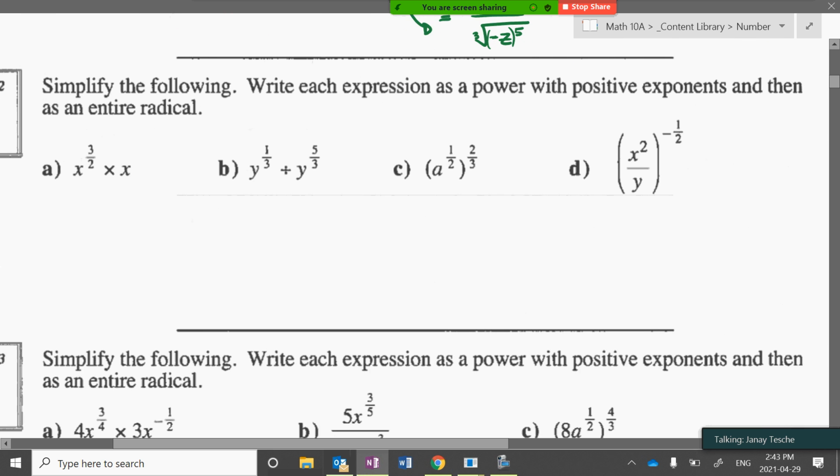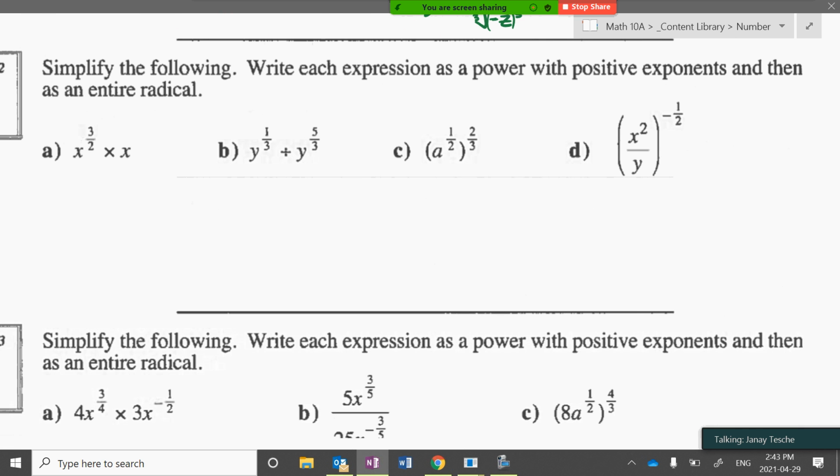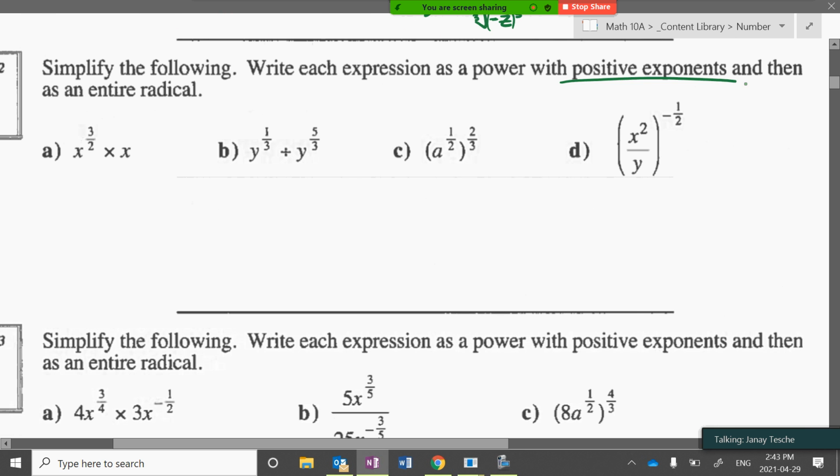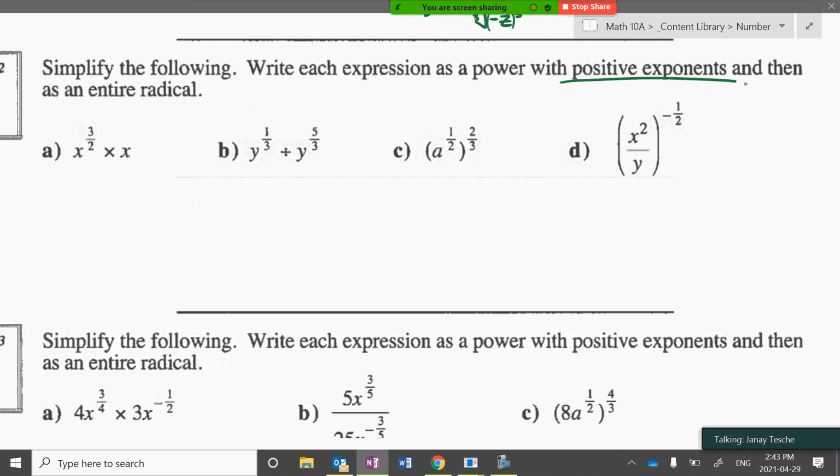Class example 2. Simplify the following. Write each expression as a power with positive exponents. Our goal is almost always to have positive exponents. Then as an entire radical. So clean it up, then write it as a radical is kind of what they're saying.